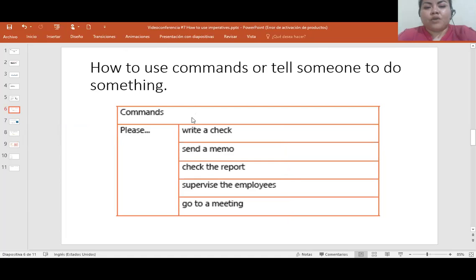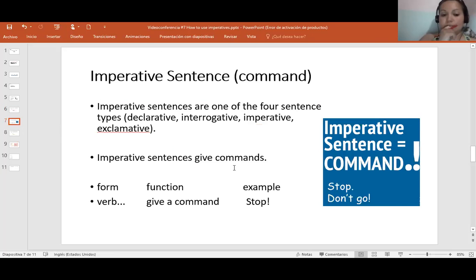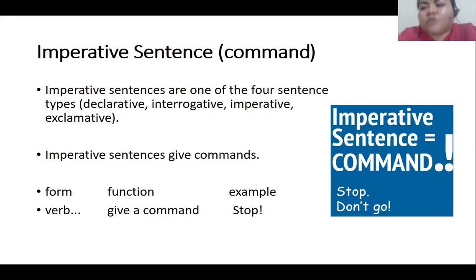No, this is the command. Write a check, send a memo, check the report. Okay. That's what we're going to do right now. We're going to look right here at the imperative sentence or command. Tiene esos dos nombres y significa también lo mismo. Right? Imperative sentence and command are the same.